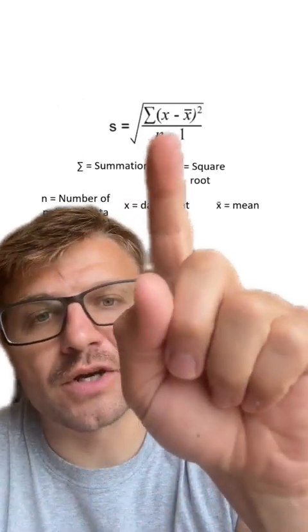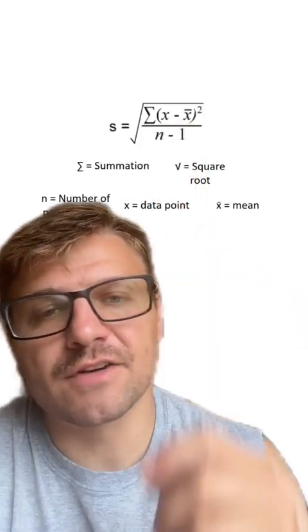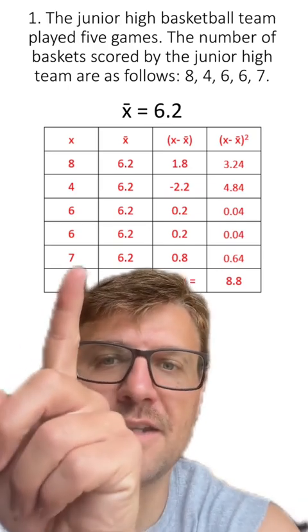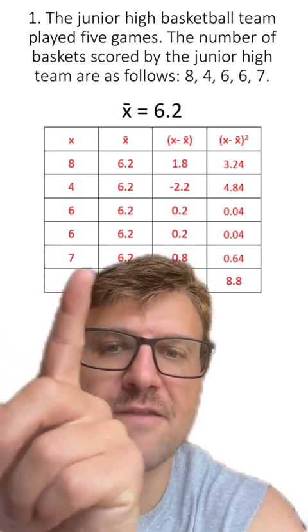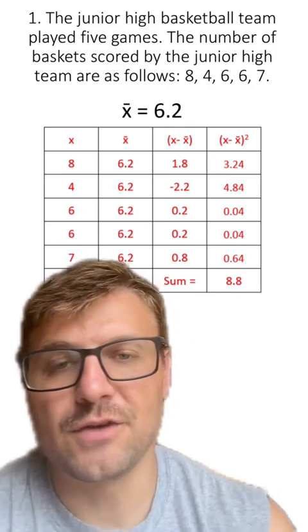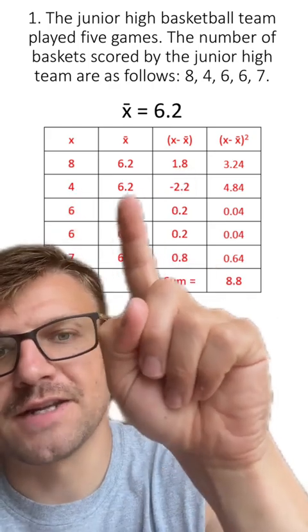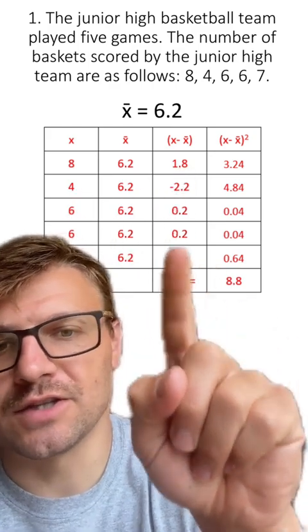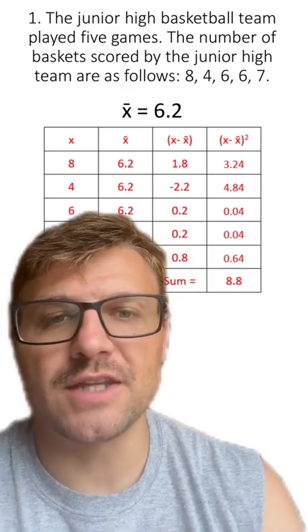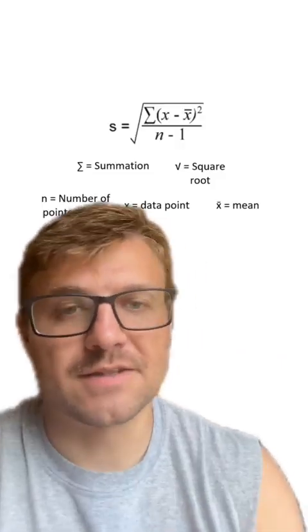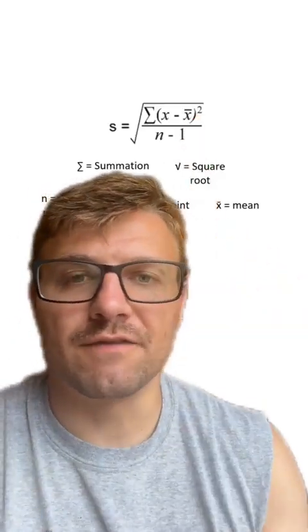Now we're going to use each data point and subtract the average from that data point. Again, here are the data points, 8, 4, 6, 6, and 7, and here are all the averages. This chart does it for us. 8 minus 6.2 is 1.8. 4 minus 6.2 is negative 2.2, and so on and so forth. Now we're going to square each of those numbers, because in the equation you can see we have to square each of these differences.